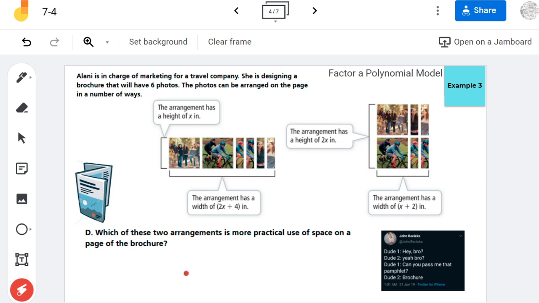So most likely in this case it would be more useful to have this arrangement. But if this was something like a banner that was going somewhere, the rectangular arrangement would be better.